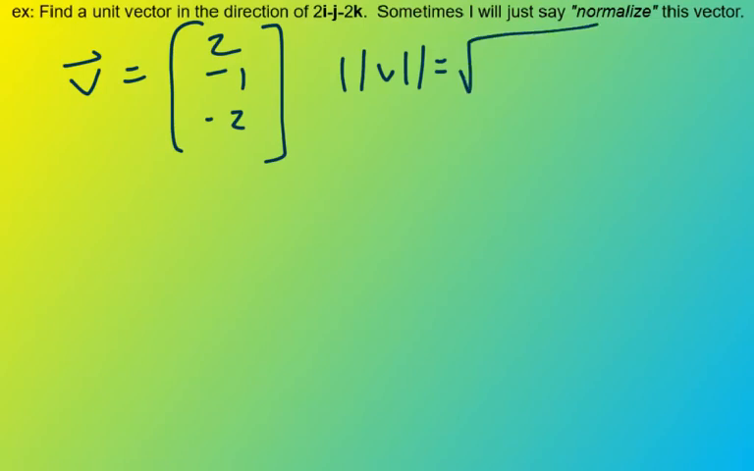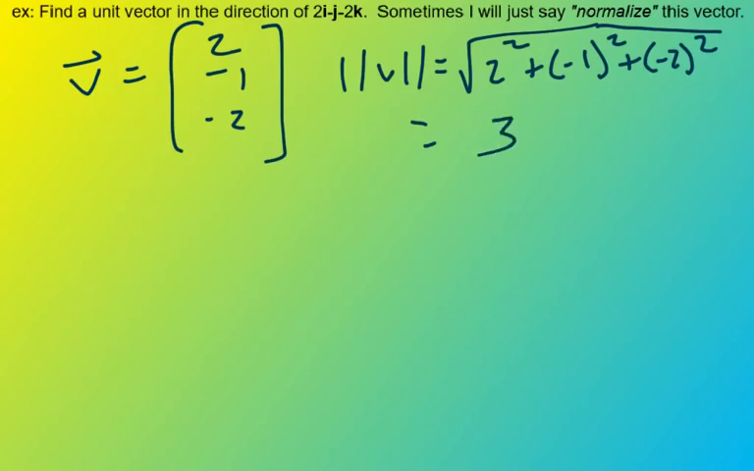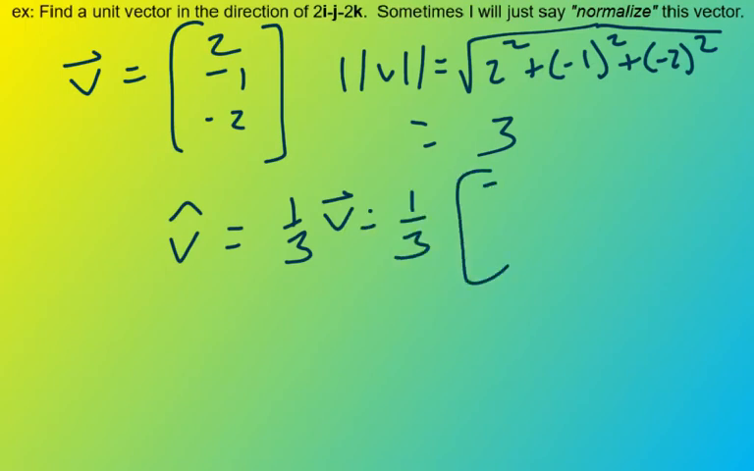Then you could just find the magnitude of v, taking each piece, squaring them and adding together. It's really just a 3D distance formula, but it's going to be 2 squared plus negative 1 squared plus negative 2 squared. And if you work that out, that is 3. And so then a unit vector, I'm going to call it v hat, is just 1/3 of v, or even 1/3 of 2, -1, -2. And that would be a unit vector in the same direction.